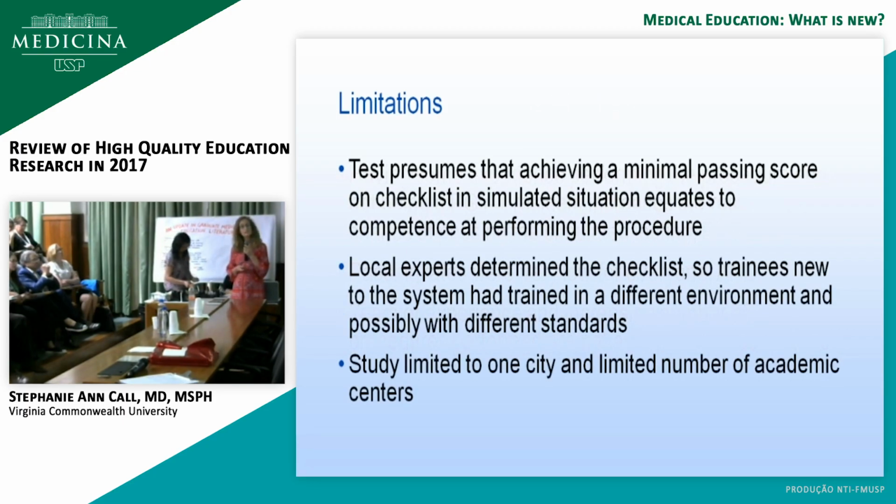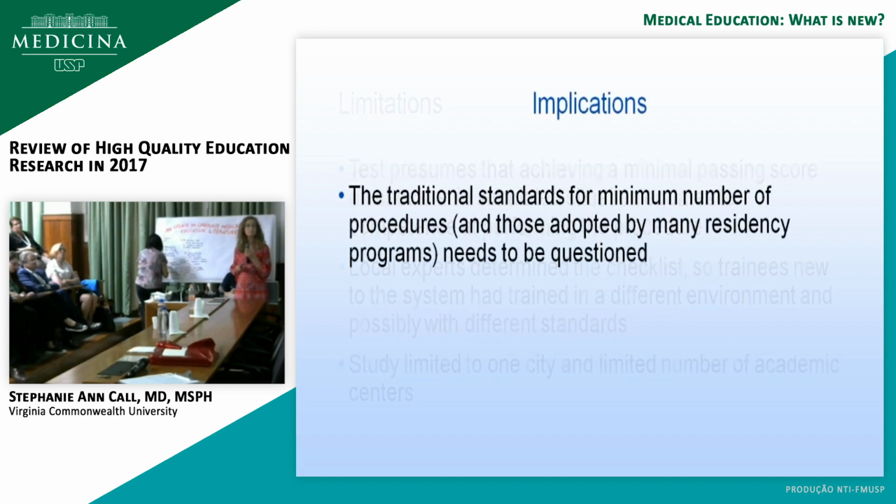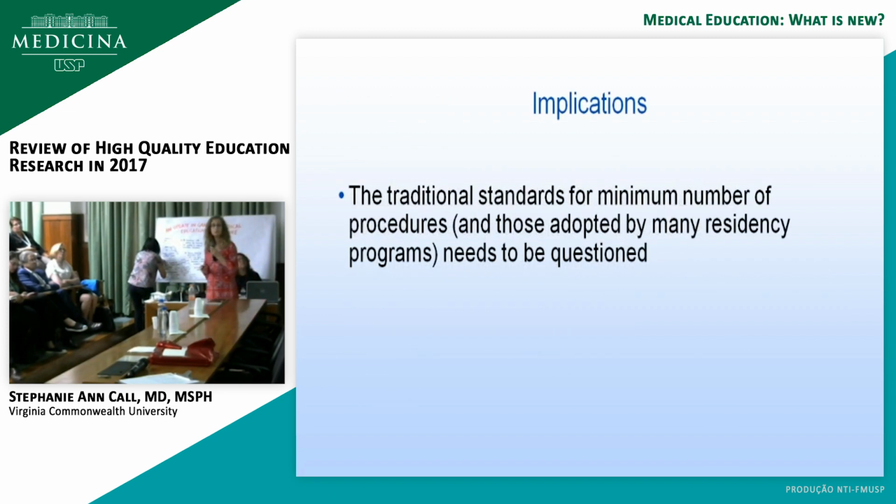So the limitations in this study: the assessment presumed that achieving a minimal passing score on a checklist in a simulated situation equates to competence in performing the procedure, and that may be not a great assumption. Local experts determine the checklist, so trainees new to the system may have had a hard time with that new environment and maybe with different standards, and this study was limited to only one city in the United States. Implications: the traditional standards for setting competence based on minimal numbers need to be questioned. And so I can't wait to hear your thoughts on that.